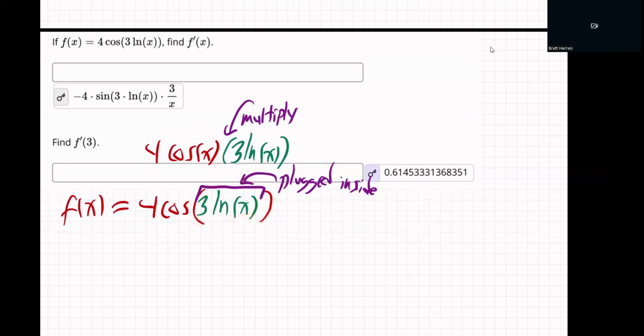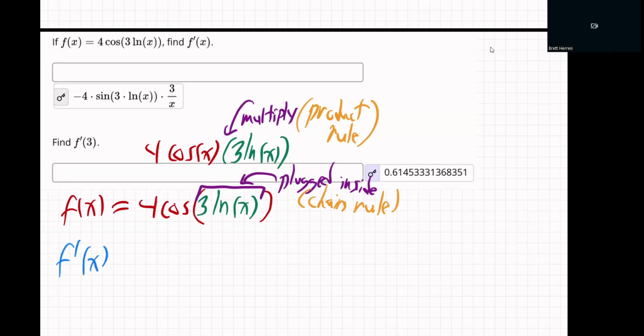Okay, so what would that mean? Well, if it was multiply, we'd have to use the product rule to do the derivative. When two functions are multiplied, do the product rule. When they're plugged inside, we're going to do the chain rule. That always means chain rule. When something's plugged inside them, it's a different rule. So here we go. It's chain rule time.